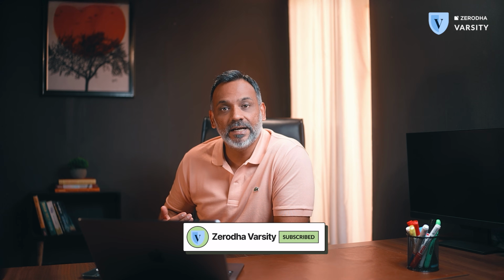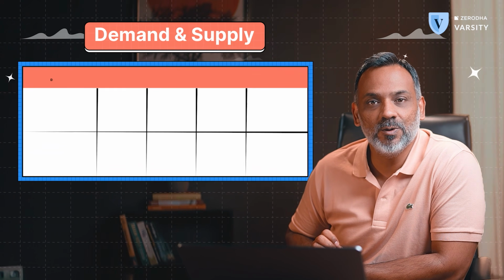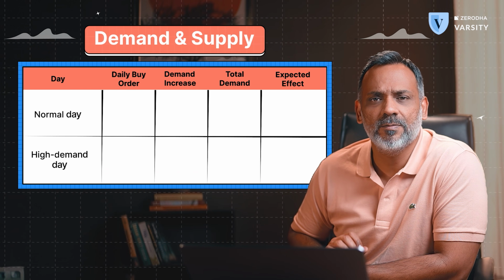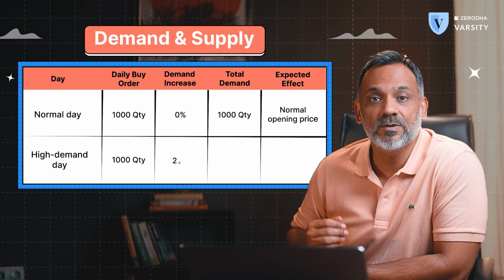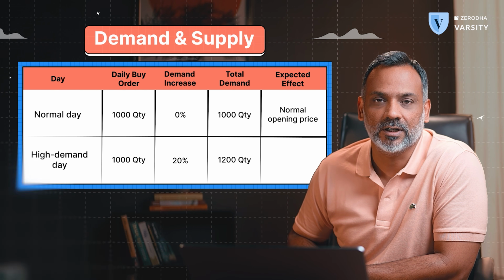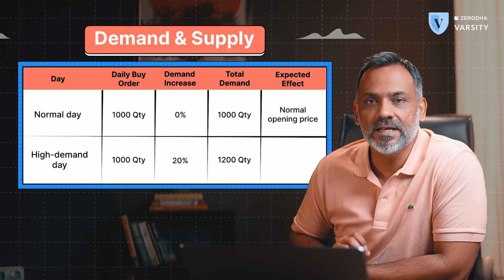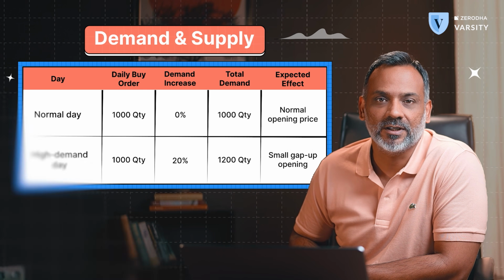While in this example, gap up and gap down were created because of a news-driven event, not all gaps are driven by news. Sometimes small gaps regularly occur in the chart owing to simple demand-supply situation. For example, assume the daily buy order for a stock is about 1000 quantities. Now for whatever reason, on a particular day there is 20% more demand for this stock. In that case, it would be common to see a small gap up opening for the stock. So gaps in chart is fairly common.